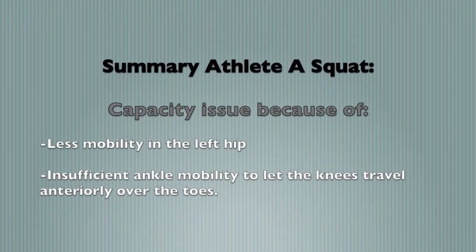Thus, from the observations made, I have concluded that this athlete has capacity issues with the squat, mainly due to lack of hip mobility in the left side and lack of mobility in the ankles. Moving forward, the aim is to work on ankle and hip mobility drills to improve the squat form and get her to work to the full range of motion.